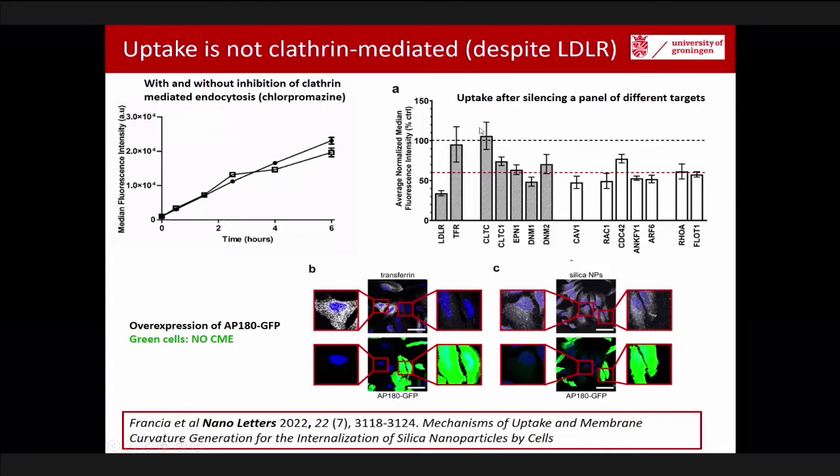And you can also silence clathrin and other proteins involved in this pathway. And transferrin uptake in this condition is, again, very well inhibited. We have all the appropriate controls, but again, we don't see evidence of clathrin-mediated uptake for the nanoparticle. And then we start to see that many different proteins involved in many different pathways seem to have a role. A partial role in the uptake.